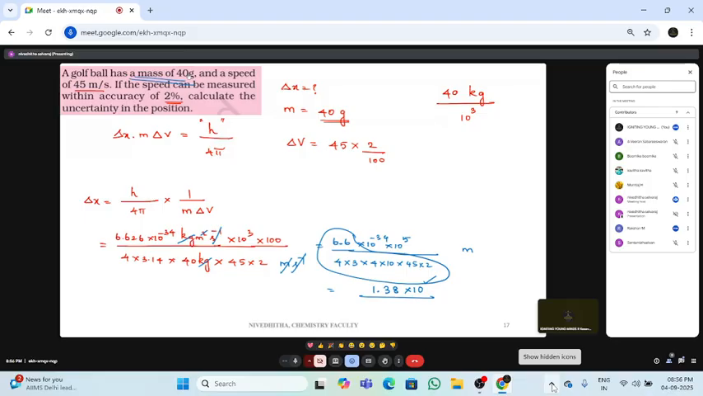It's 10 to the power minus 26, ma'am. Okay, right. It is 10 power minus 26. So obviously the value is very minimum, right? It is very less. Thank you, madam. Okay.